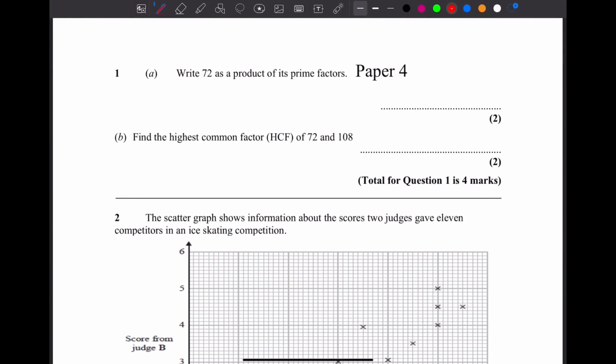Okay, so 72 as a product of prime factors, you should know. So that's 72. 2 times 36, and 36 I can go 6 and 6, but they're not prime. 3 and 2 are primes. 2 times 3, both are primes. So 2 to the power, how many 2s? 3. 3 to the power 2. The highest common factor we would know is just 36 anyways. Okay, you would work it out.